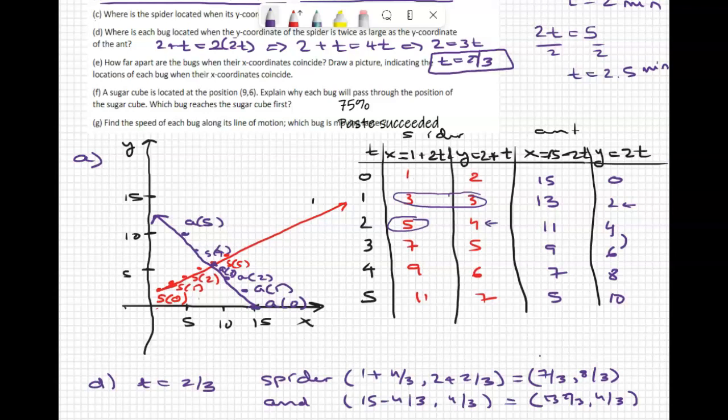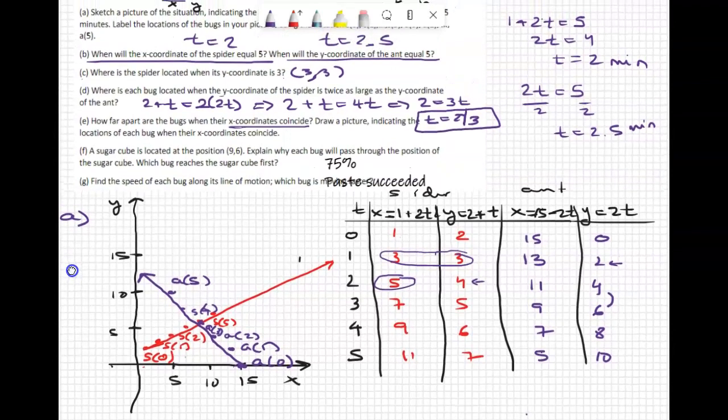Let's look at the next one, E. How far apart are the bugs when their x-coordinates coincide? Draw a picture indicating the location. So x-coordinate coincides means the x values are the same at the same time.